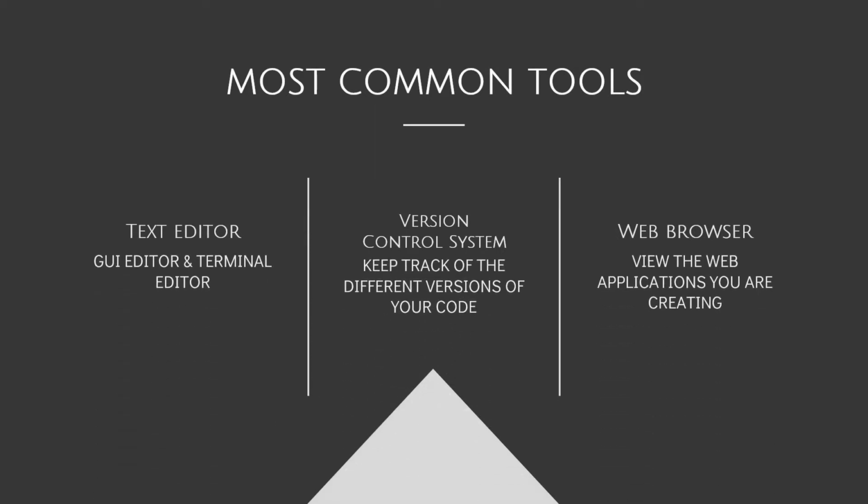The most common tools used in a workflow are 1. Text editor, 2. Version control system, and 3. Web browser. Text editors are used to code the structure of the application. Version control system is used to keep track of the different versions of your code, and web browser is used to view the application one is developing and for hosting sites. Further discussion will be done after this slide.